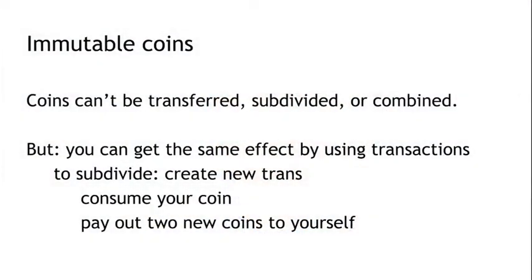But you can get the same effect as being able to subdivide or pay on or combine coins by using transactions. For example, if you want to subdivide a coin, you can just create a new transaction that consumes that one coin and then produces two new coins of the same total value. And if you want, you can give those two new coins back to yourself. That's a way that you can subdivide a coin that you own.